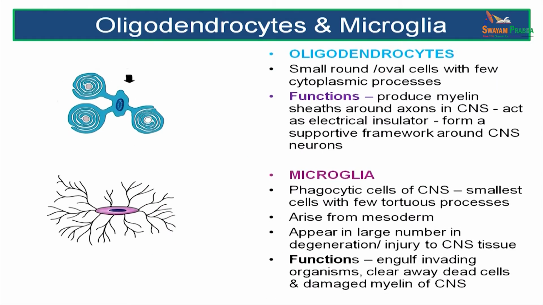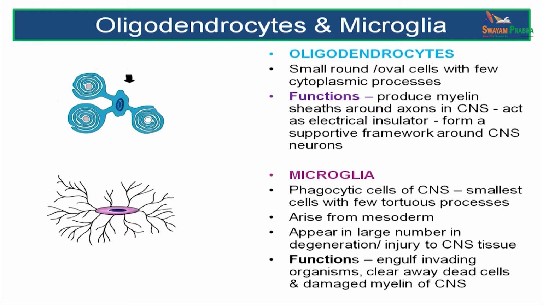Let's talk about the oligodendrocytes and microglial cells. Oligodendrocytes are the myelin producing cells found in the central nervous system. One oligodendrocyte can provide myelin sheaths to parts of more than one axon. Like you see here in this figure, this is one oligodendrocyte. It is sending processes to 3 neighboring axons and providing myelin sheaths for them. Myelin sheath is a protective covering which protects the axon that it surrounds.